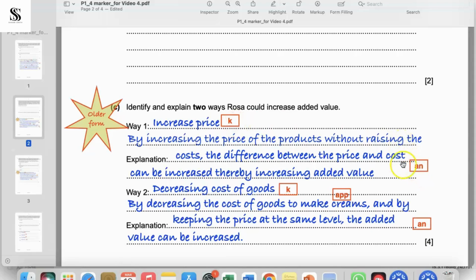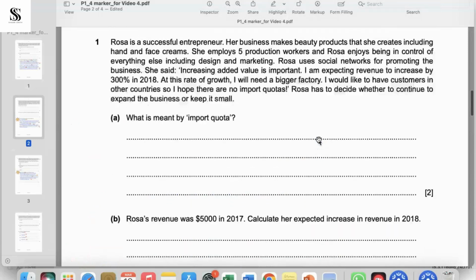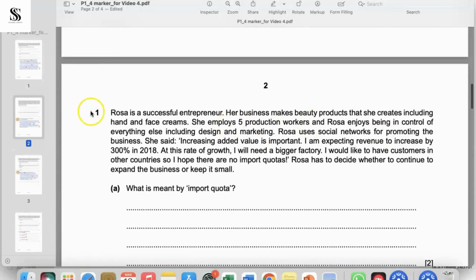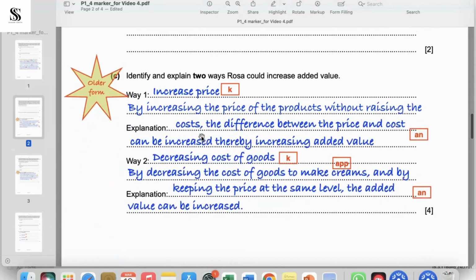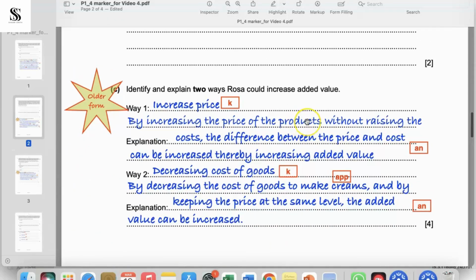However, the explanation does not have an application, no reference to the case study. Now, you could easily get in the application by just replacing products with maybe something like one of these product names here. So they talk about hand and face creams. So you could just say hand cream here, simple. Okay, so please do not forget this. This is a general answer and would not fetch you marks for application.